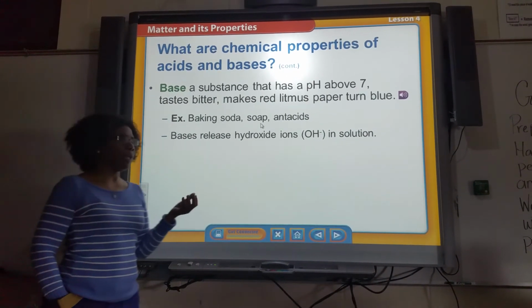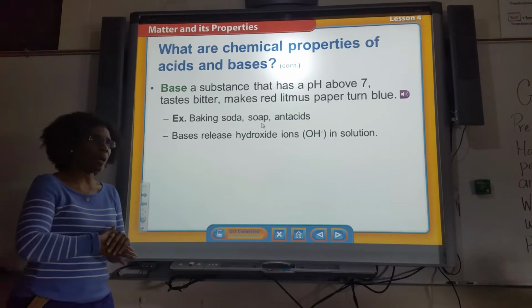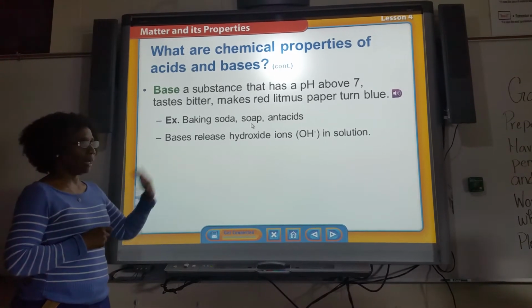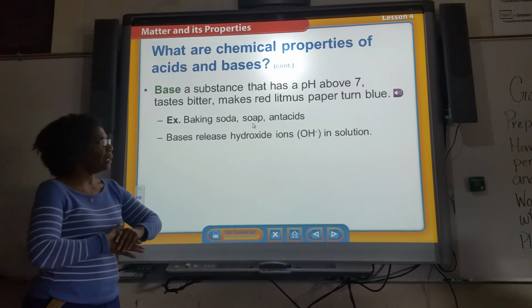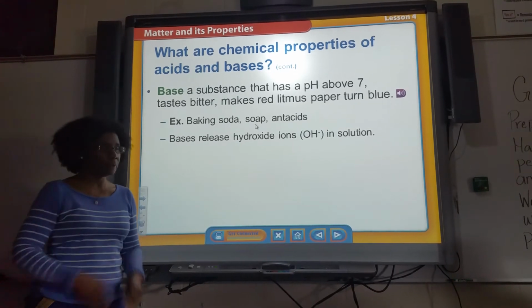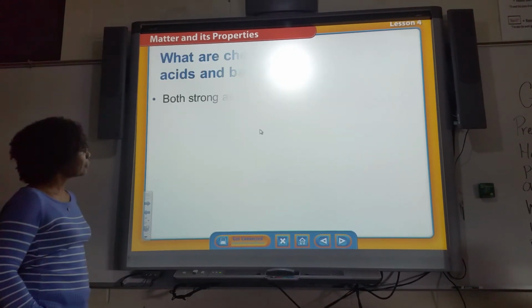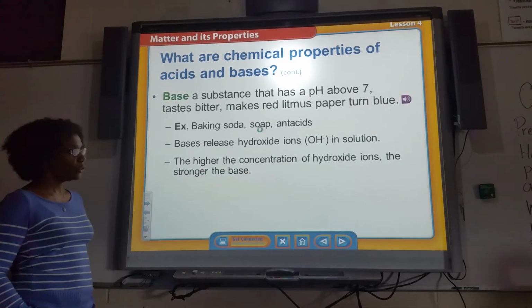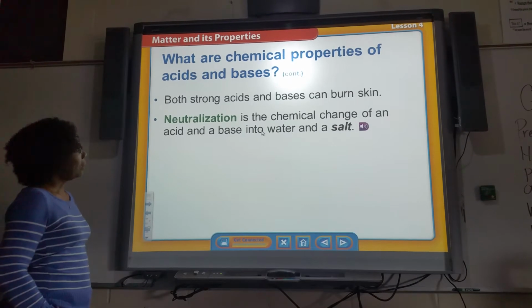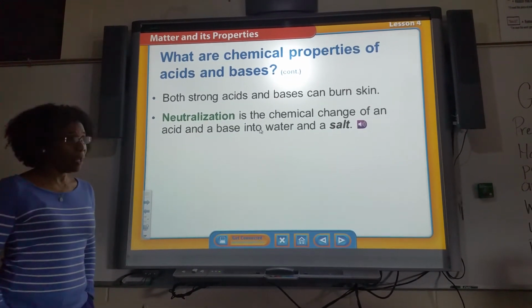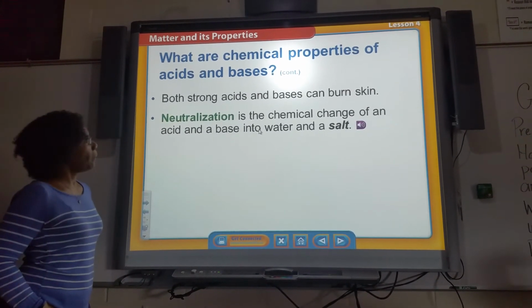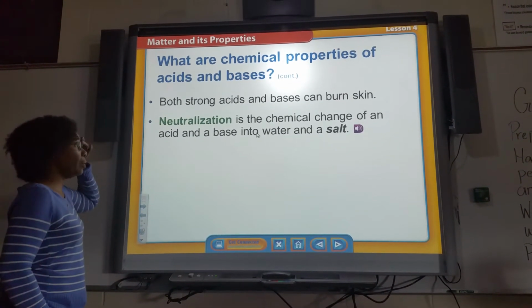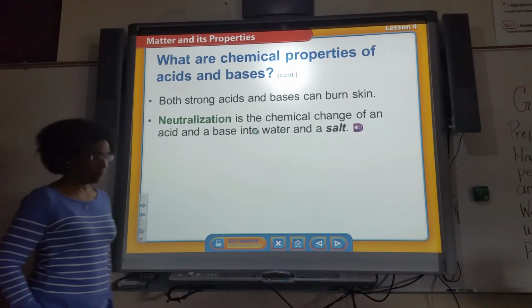One thing we can remember is that anything we use for dishwashing or to clean our house is going to be a base, all right? Bases release hydroxide ions in solution. Both strong acids and bases can burn the skin, depending on their strength. Neutralization is the chemical change of an acid and a base into water and a salt.